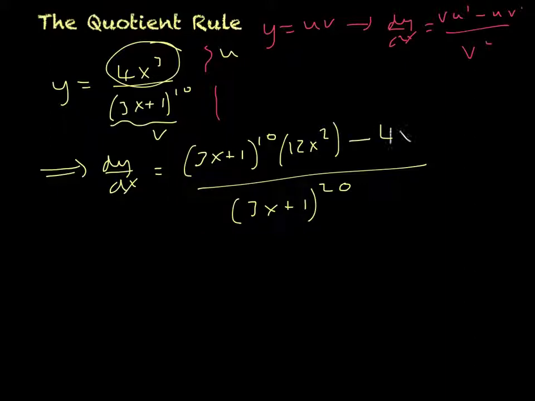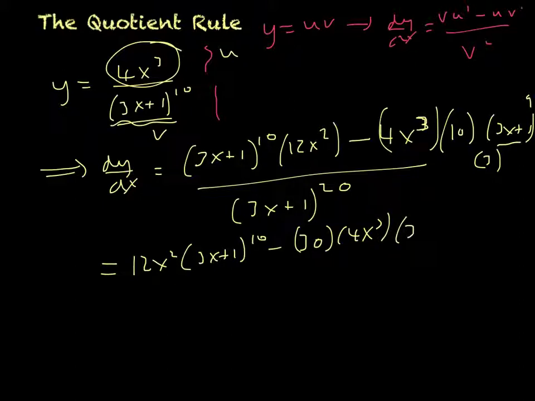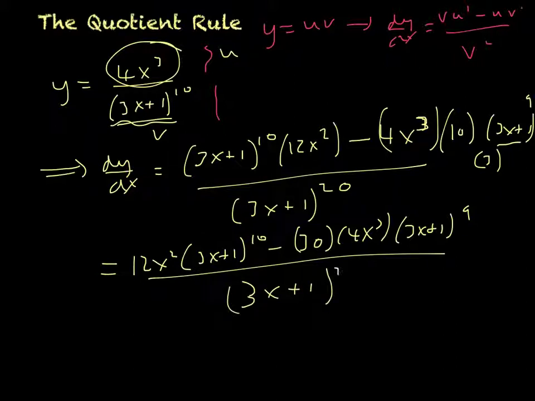Minus, and this time the u stays, just like before, and we're going to times it by the differential of our v this time. So chain rule, this is x to the 10, which goes 10x, reduce the power by 1 to the 9, and then times by the differential of the inside, which is 3. It's not very neat, I'll write that again. So 12x squared, 3x plus 1 all to the 10, subtract 30 times 4, x cubed over 3x plus 1 to the 9, all over 3x plus 1 to the 20. And again, I can clean that up.